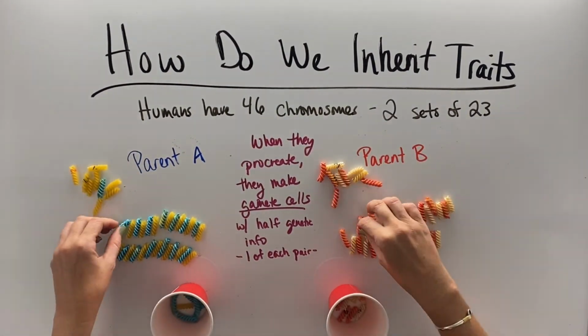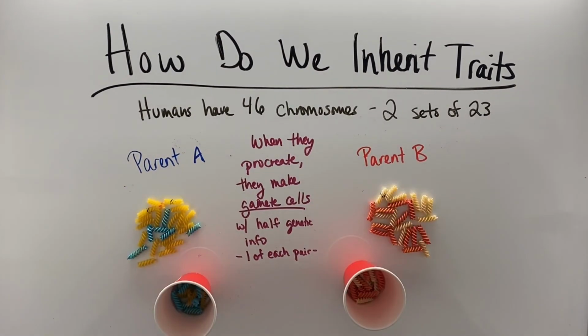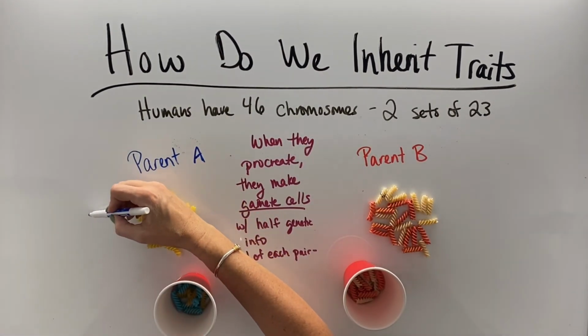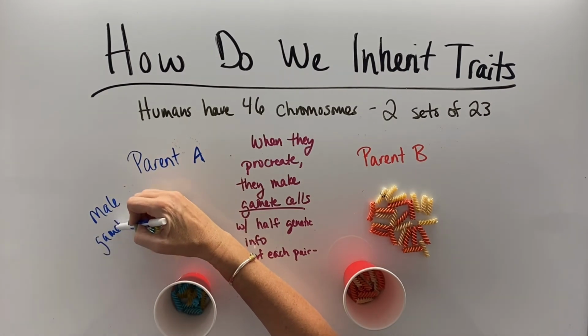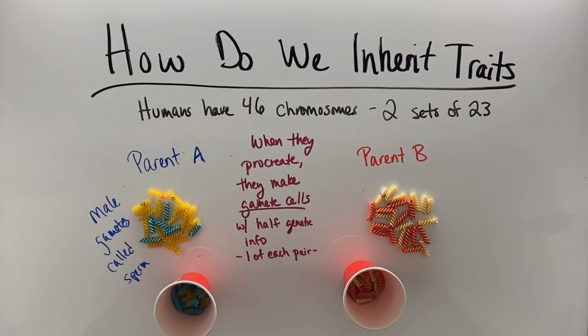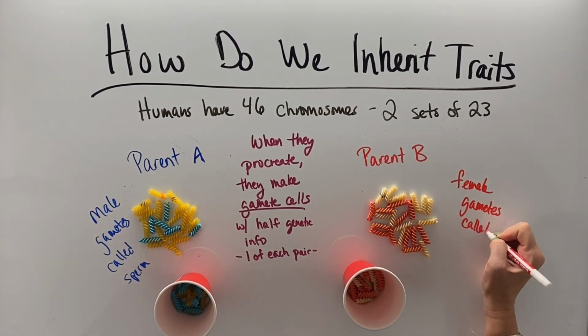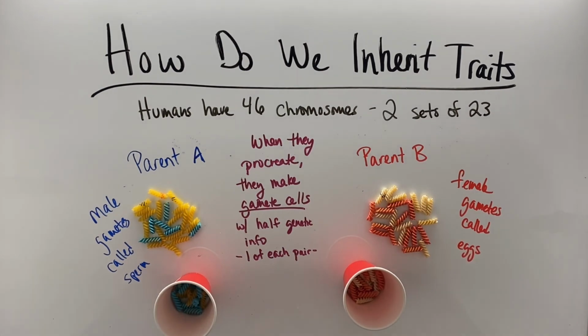And so when that process happens, we get one number 1 from parent A, one number 1 from parent B, right, all the way down, and they wind up making these half cells. In males they are called sperm, and in females they are called eggs. So you have one number 1, one number 2, one number 3 in each of these cells.